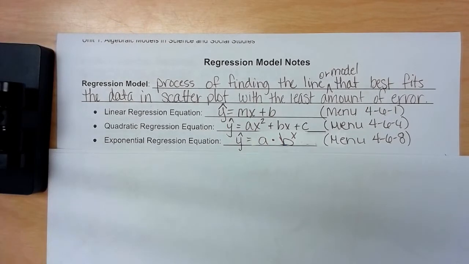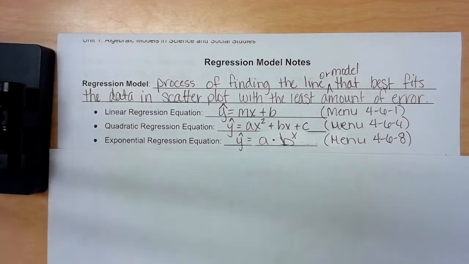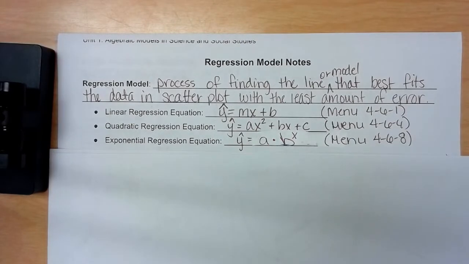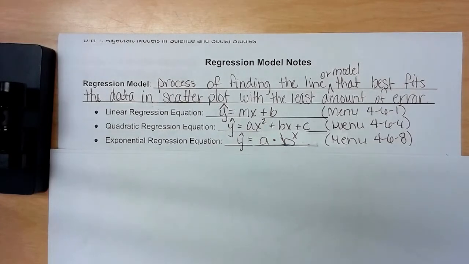A scatter plot is a plot of all the data points that don't necessarily always end up in a straight line. The linear regression equation has the form of y hat equals mx plus b. If we're using our calculators to get that equation, you'd push menu 461. Quadratic regression is y hat equals a times x squared plus bx plus c. We use menu 464. Exponential regression is y hat equals a times b raised to the x. The x is an exponent, not a regular variable. Menu 468 is what we'd use.